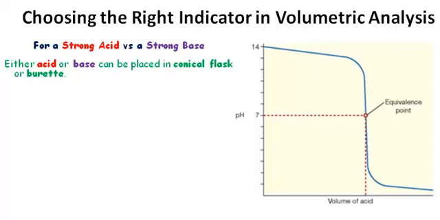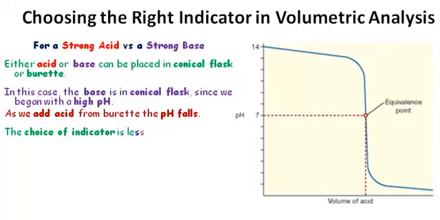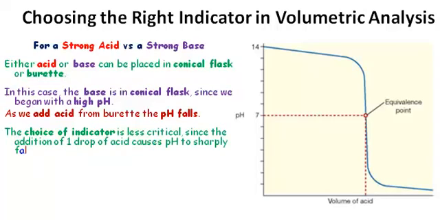In this case, because both are strong, either the acid or the base can be placed in the conical flask or the burette. Here, the base is in the conical flask since we began with a high pH, as you can see here, of 14. As we add the acid from the burette, you can see the pH starts to fall. The choice of indicator is less critical since one drop of acid will cause the pH to drop sharply from 10 down to 3.